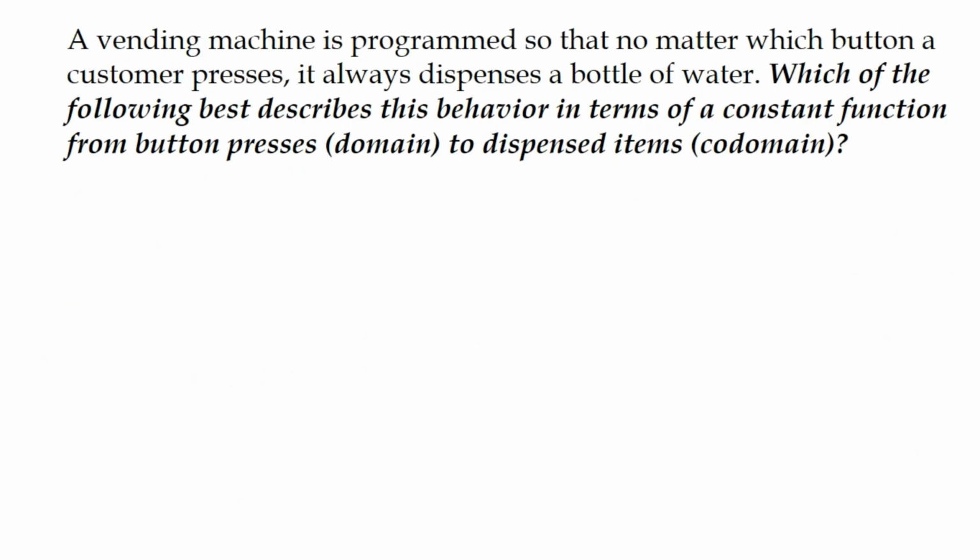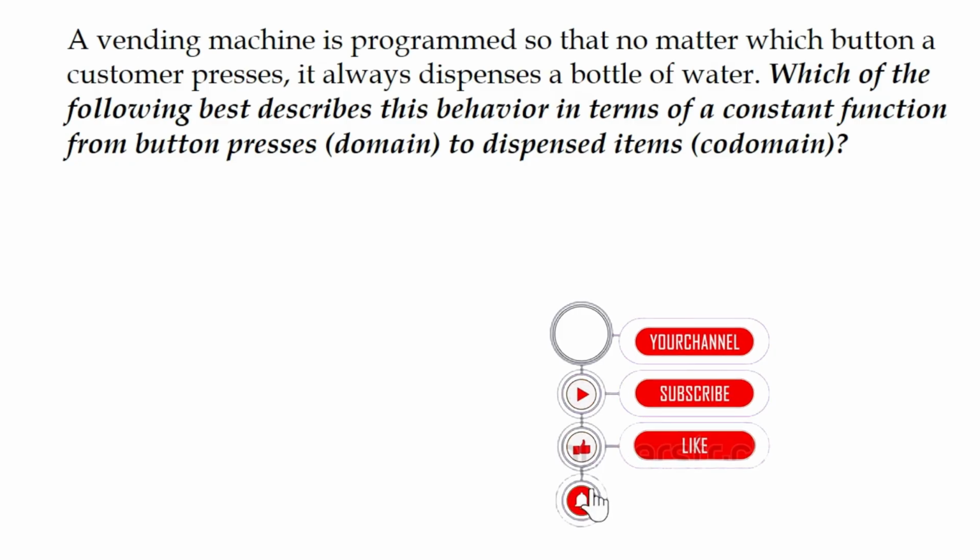A vending machine is programmed so that no matter which button a customer presses, it always dispenses a bottle of water. Which of the following best describes this behavior in terms of a constant function from button presses, domain, to dispensed items, codomain? This means that different inputs, button choices, always result in the same output, illustrating the definition of a constant function. Please hold on, let me say something here.